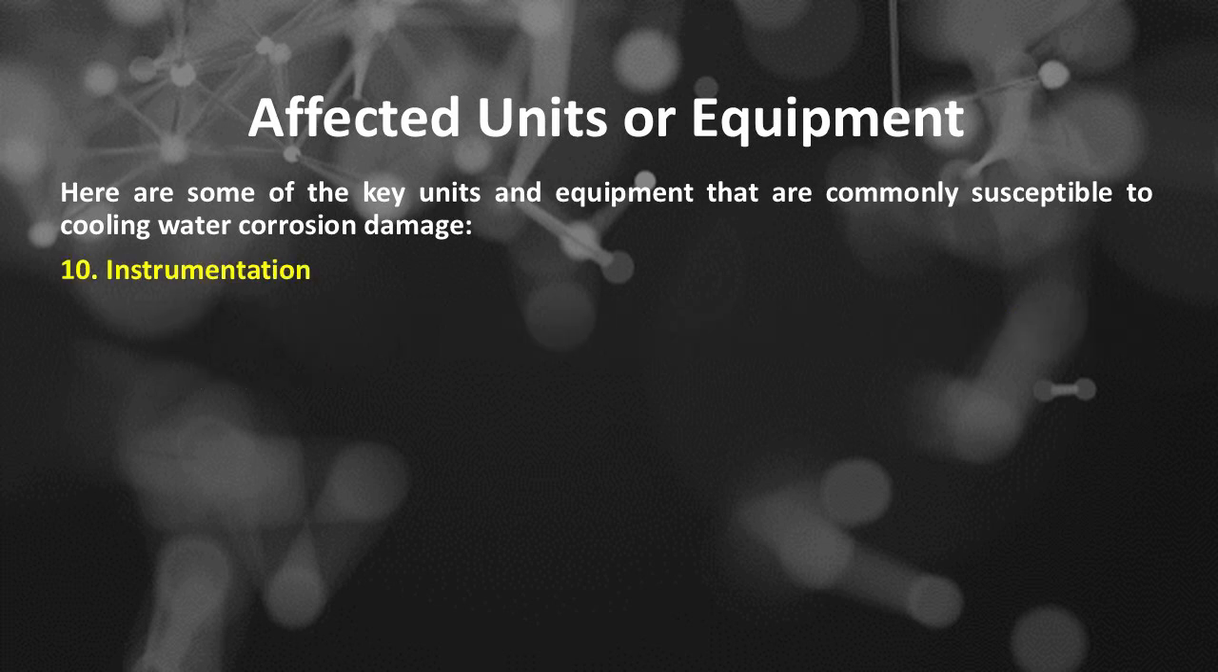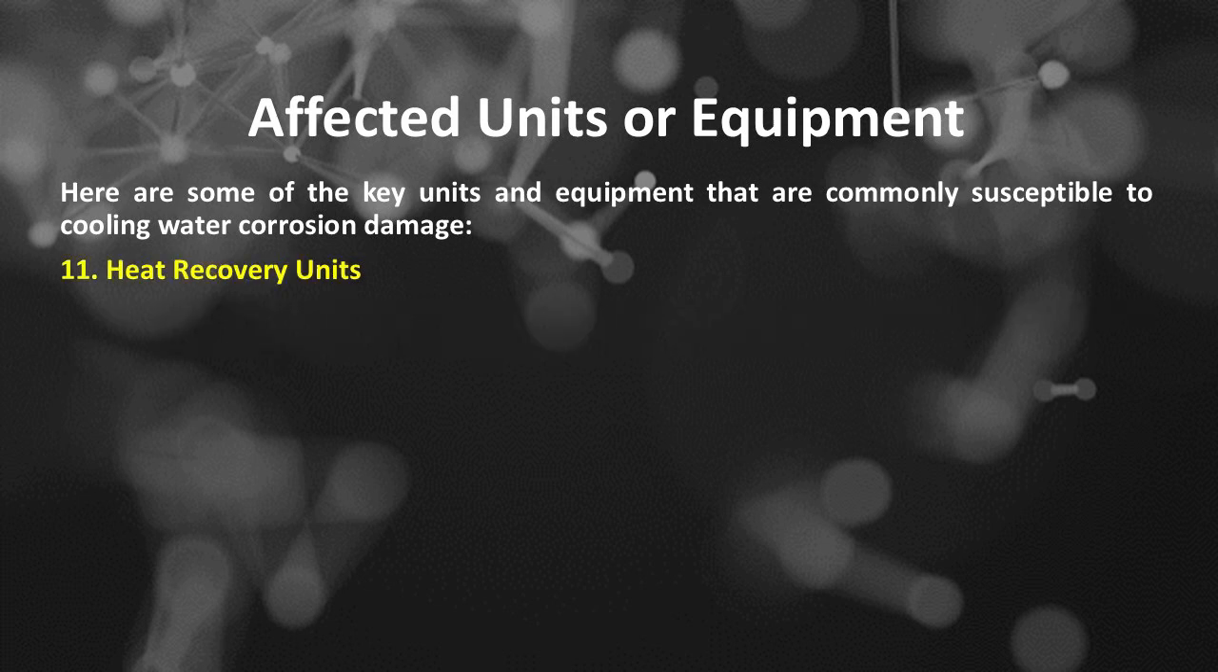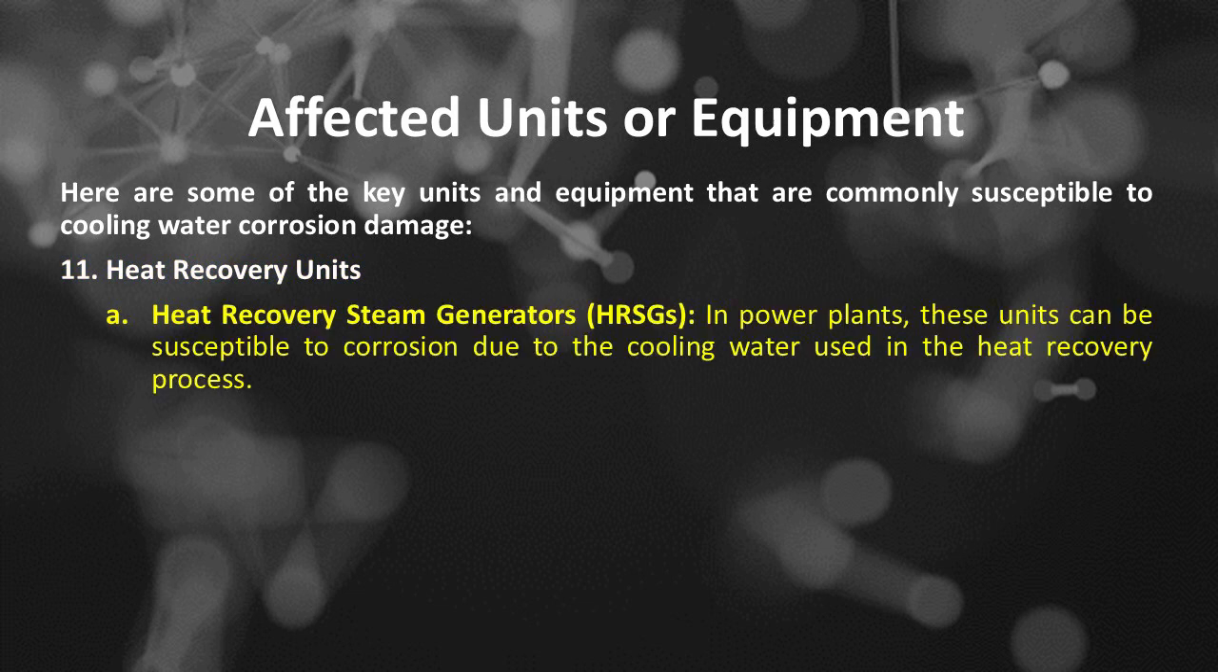Number 10 of equipment that are commonly susceptible to cooling water corrosion damage is instrumentation. Sensors and probes. Corrosion can affect the accuracy and reliability of sensors measuring water chemistry, temperature, and flow rates. Number 11 of equipment that are commonly susceptible to cooling water corrosion damage is heat recovery units. Heat recovery steam generators, or HRSGs, in power plants.